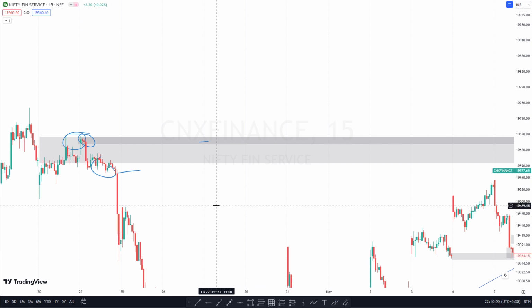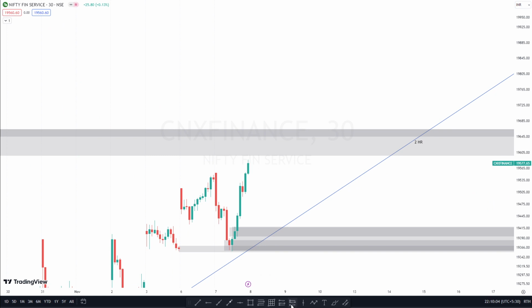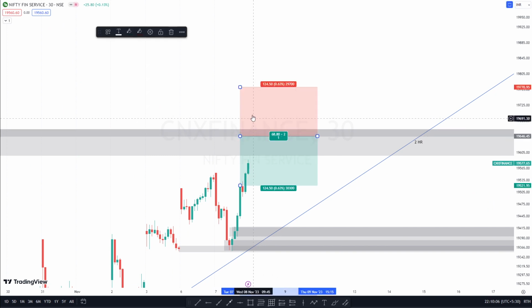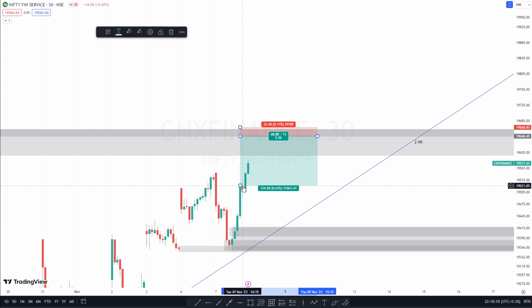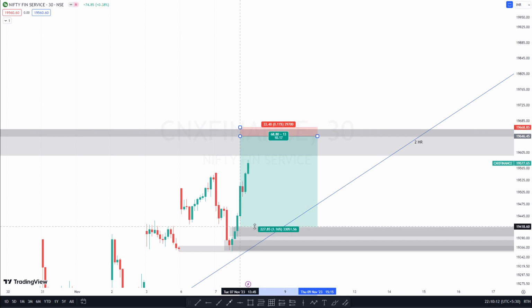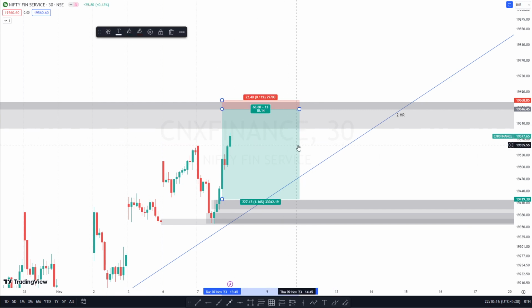So how do I trade this? I go to the 30 minutes time frame. Tomorrow, based on how Nifty and Bank Nifty open, I will enter here, stop loss above this point and target something till here. All right, so this is the supply zone entries for tomorrow.